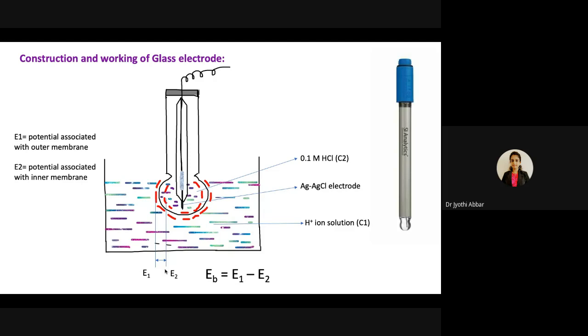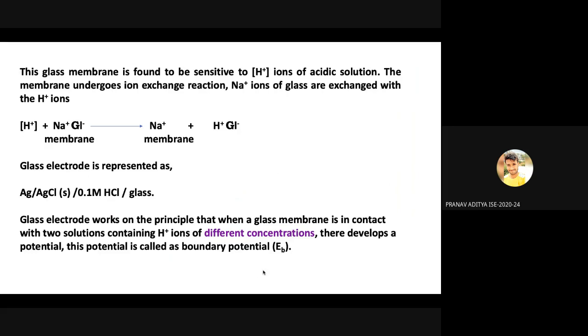So this potential is called the boundary potential. And it is happening due to what? Due to the different concentrations of the H plus ion solution inside the bulb and outside the bulb. Due to different concentration, a potential arises. That potential is called the boundary potential. Boundary potential is E1 minus E2. Is this point clear? Yes, ma'am.